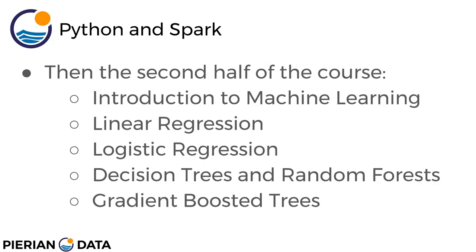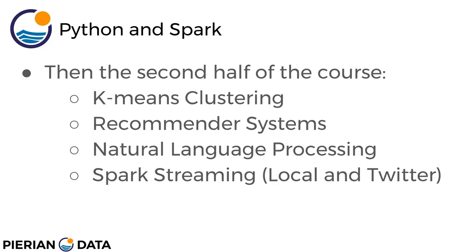Then the second half of the course really focuses on Spark with machine learning. So you get an introduction to machine learning, what it is, and you also get an introduction to how Spark works with machine learning, in particular with its MLlib library. And then we'll discuss some particular machine learning topics like linear regression, logistic regression, decision trees and random forests, and then things like gradient boosted trees. And then we're going to continue on to k-means clustering, recommender systems, natural language processing, and then things like Spark streaming, which aren't exactly machine learning, but it is another facet of Spark. And we'll discuss streaming something locally and also doing a project with Twitter, so streaming tweets using Spark.